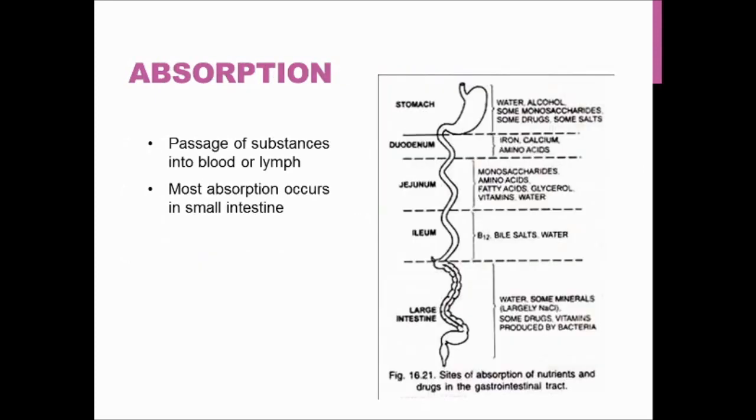So this diagram shows some of the places of absorption in the body. Most of the nutrients are absorbed in the small intestine, in the duodenum, jejunum, and ileum, and most of the water is absorbed by the large intestine. So absorption is the physical passage of these nutrients into blood and lymph to be used in assimilation.